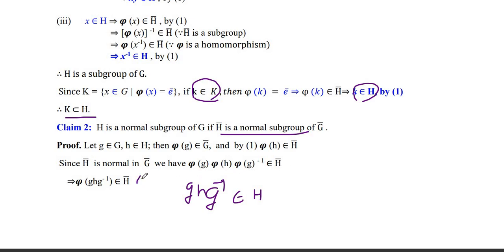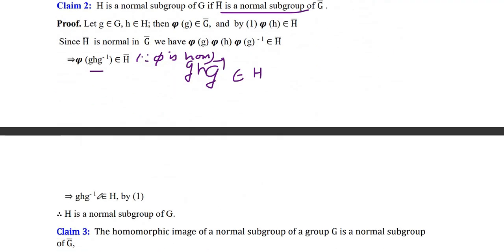Now, because phi is a homomorphism, this implies phi of g h g inverse belonging to H bar. So, if the whole lot belongs to H bar, then g h g inverse will be there in H by 1. So by 1 we have this to be true. So, H is normal in G. So, first we established whenever H bar is a subgroup in G bar, H is a subgroup. The second, we proved that whenever H bar is normal in G bar, H is normal in G.